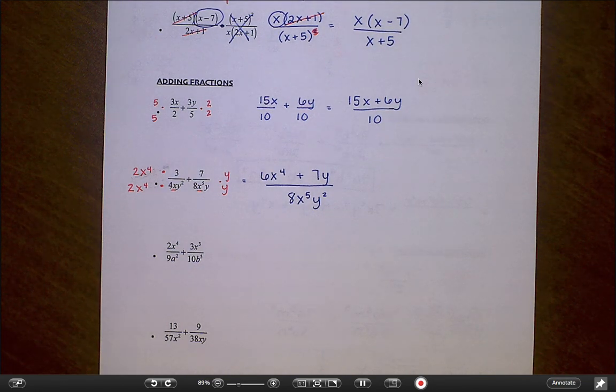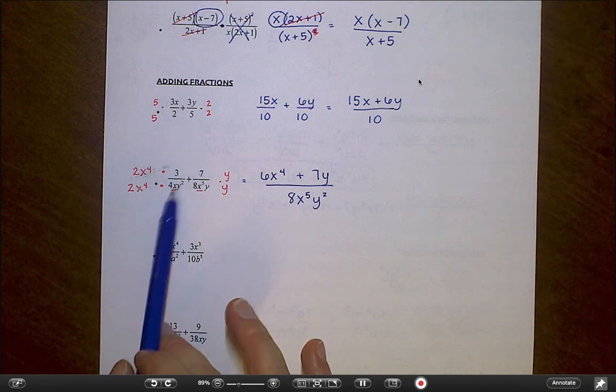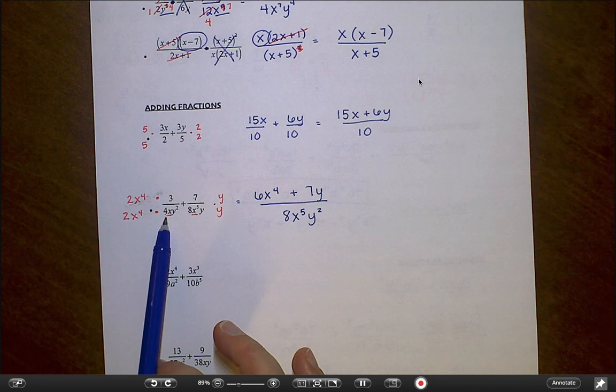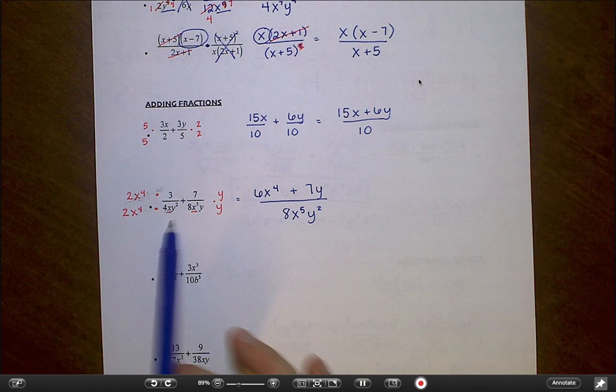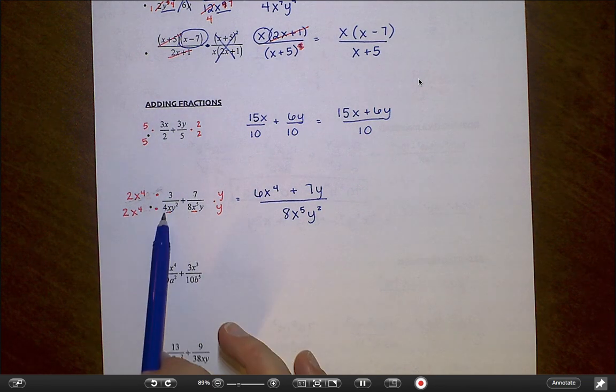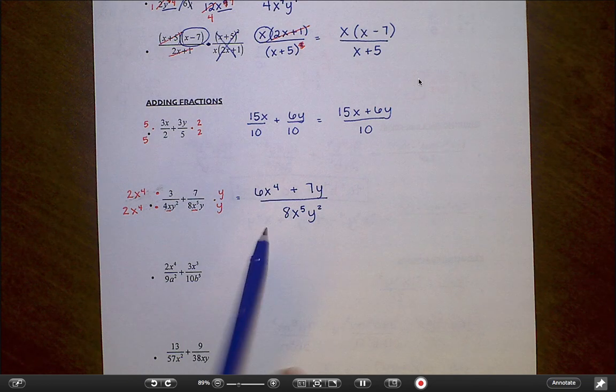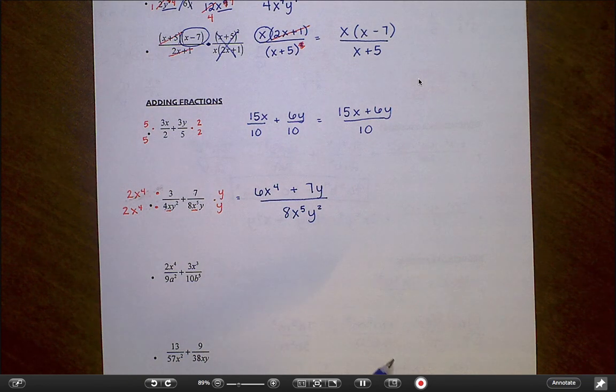Okay? So again, if you really wanted to, you could multiply this side by 4xy squared, and you could take this side and multiply it by 8x to the 5th y. But that's going to leave you some simplifying that has to be done at the end, and that might get to be kind of a mess.